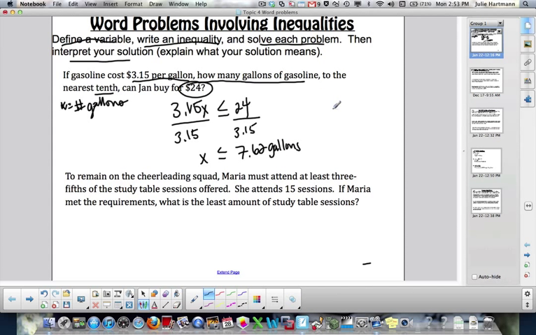This says to the nearest tenth. So she can buy 7.6 gallons of gas. Okay, and that's what that means.